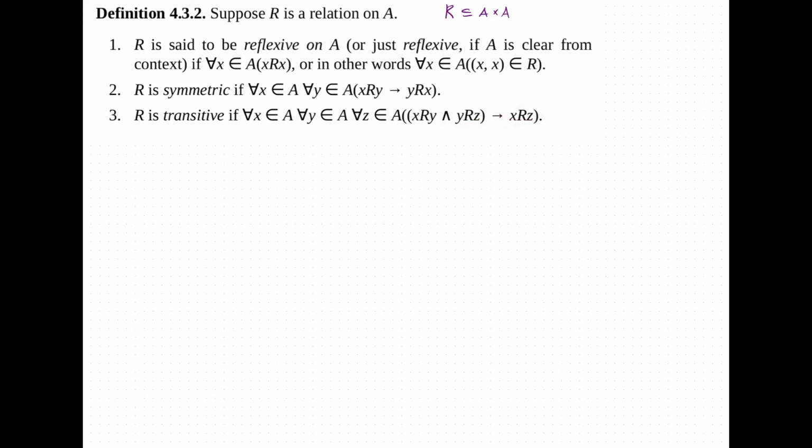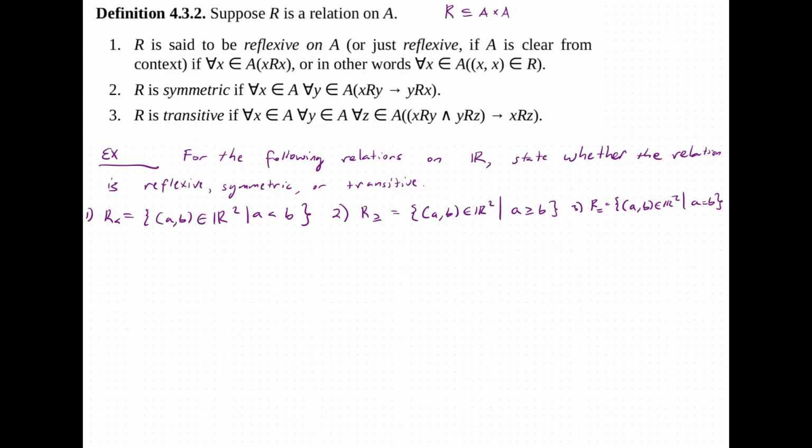So let's see this through an example. So here are three relations on the real numbers, and we want to state whether they are reflexive, symmetric, or transitive. One of these we have already encountered, less than. We also now have greater than or equal to, and equality. And so we want to see, which properties do each of these satisfy?